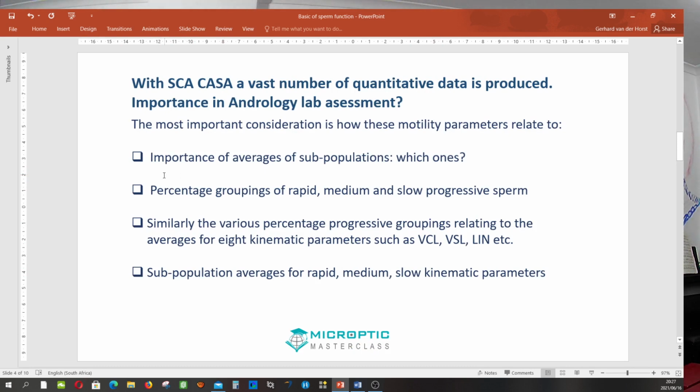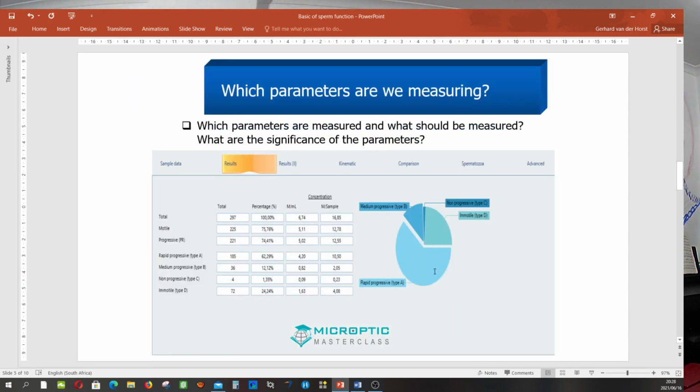Simply, it's not important to look at averages as a whole, but really averages of the subpopulations. And we can ask ourselves, of course, which ones. And yes, we can look at percentage groupings. We can look similarly at the progressive groupings of the kinematics, and also simply for rapid, medium, and slow moving sperm. This is quite a busy slide, and I don't want to go into the details.